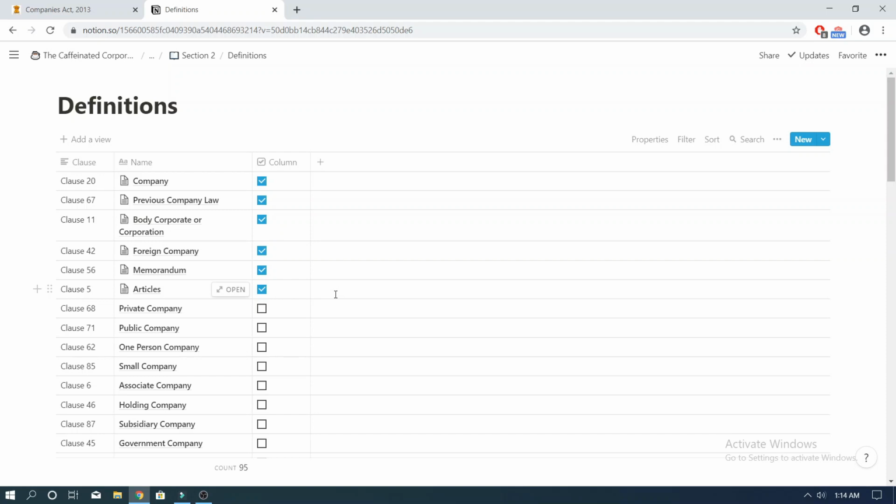We will talk about Memorandum of Association and Articles of Association and its related provisions in depth when we come across those sections.